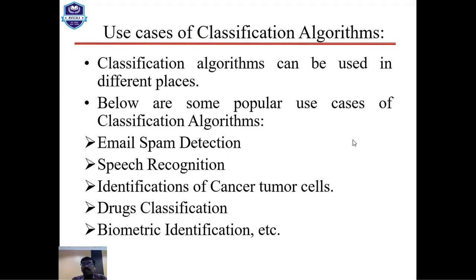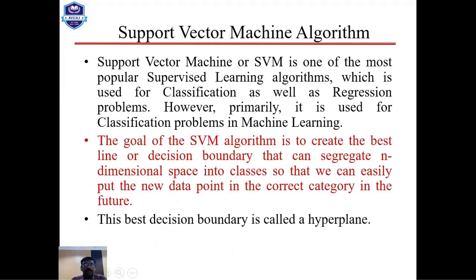Use cases of classification algorithm. Classification algorithm can be used in different places. Below are some popular uses of classification algorithms: email spam detection, speech recognition, identification of cancer tumor cells, drug classification, biometric identification, etc. Now we are going to discuss in more detail about the support vector machine algorithm.